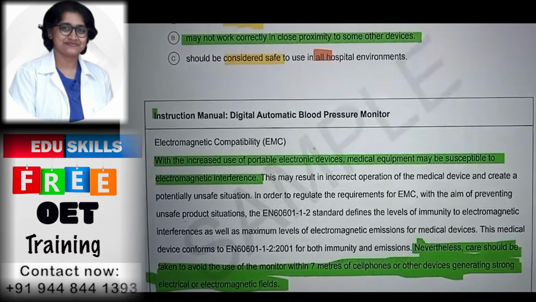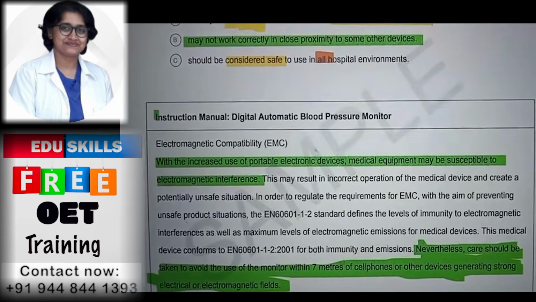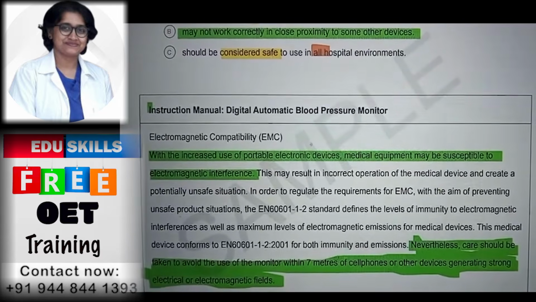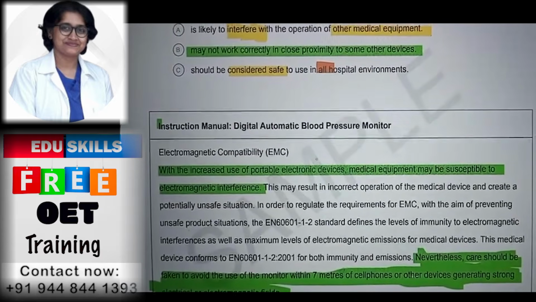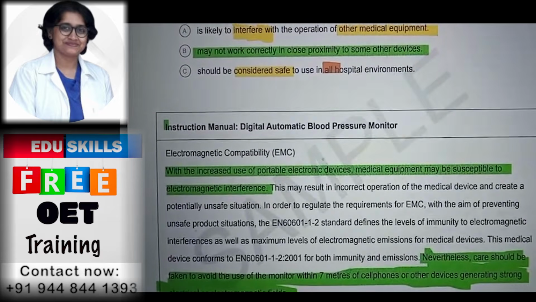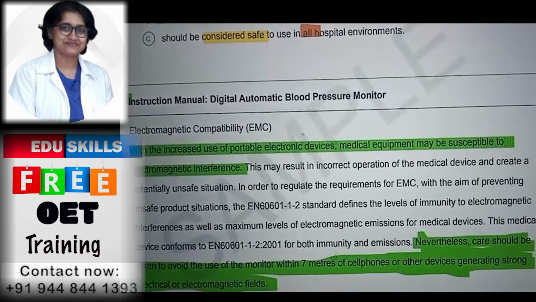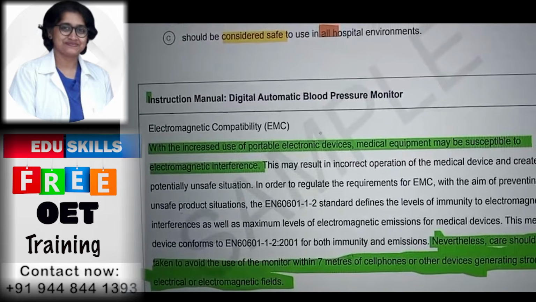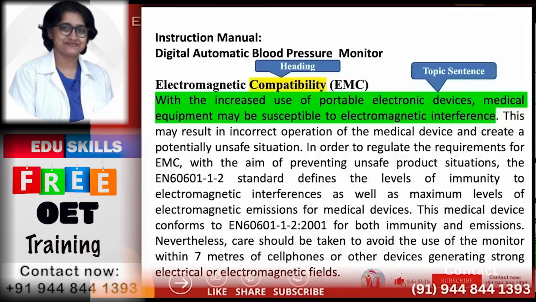the heading says that instruction manual digital automatic blood pressure monitor, and the subheading is electromagnetic compatibility EMC. The topic sentence, we can see that with the increased use of portable electronic devices, medical equipment may be susceptible to electromagnetic interference. This may result in incorrect operation of the medical device and create a potentially unsafe situation.